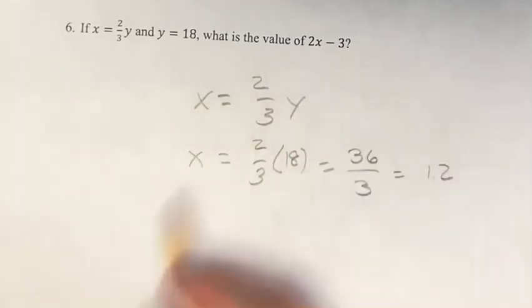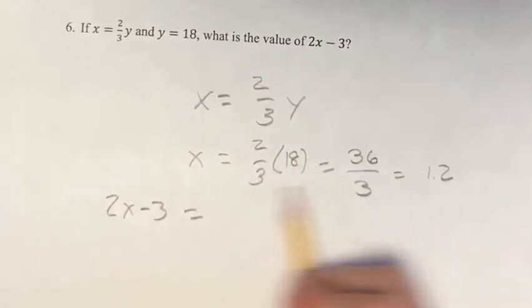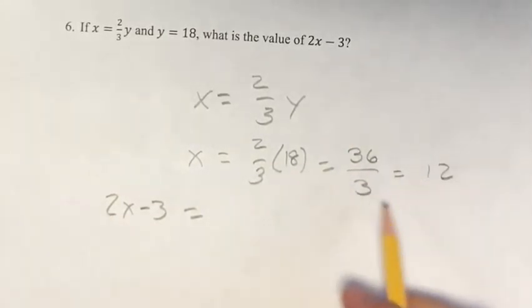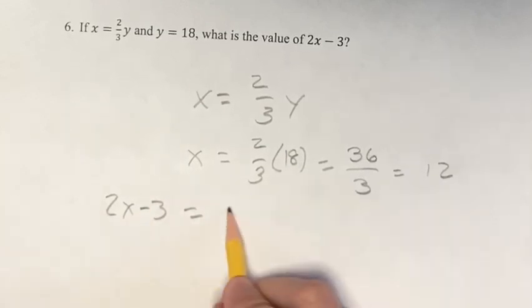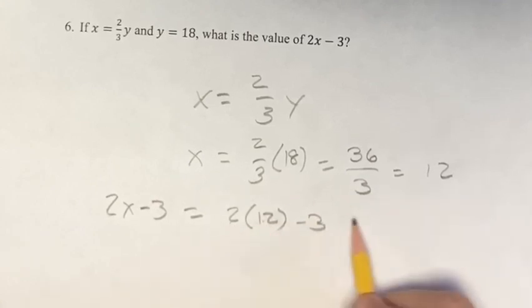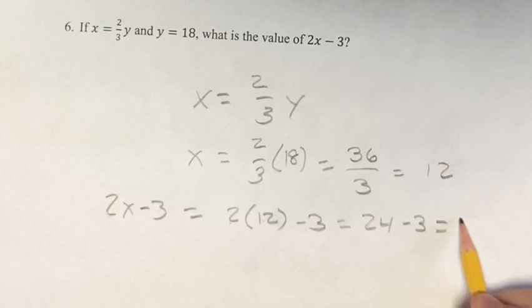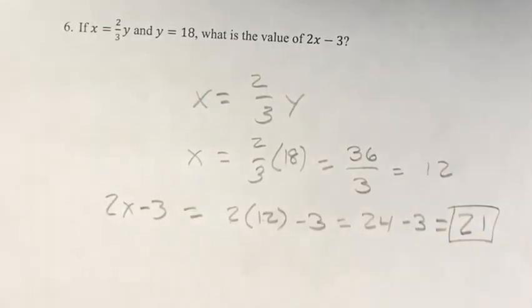We're looking for 2x minus 3. So similar thing, we know the value of x, it's 12. Make sure it doesn't look like there's a decimal there. x is 12, so we can plug in 12 where we see x and get 2 times 12 instead of 2 times x minus 3. 2 times 12 is 24. Again, minus 3, 24 minus 3 is 21. So the value of 2x minus 3 is 21, which is going to be your final answer.